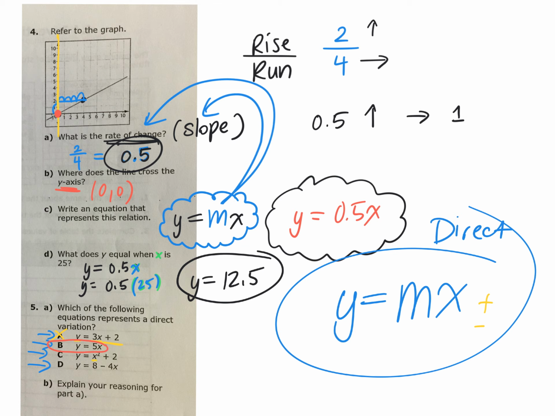C, y equals x squared plus 2. No, it has a plus 2 and it has an x squared. D, y equals 8 minus 4x. Is that in this form? No. It has to just be y equals something x. That's it. Okay?